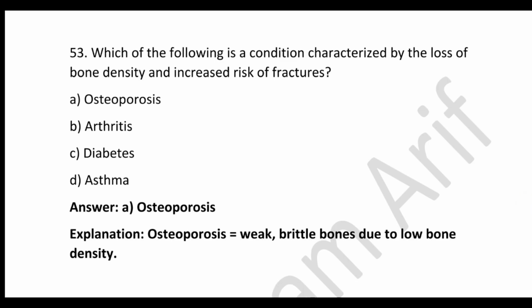Which of the following is a condition characterized by the loss of bone density and increased risk of fractures? Correct answer is option A, that is osteoporosis. Because in osteoporosis, bones become very weak and brittle due to low bone density.